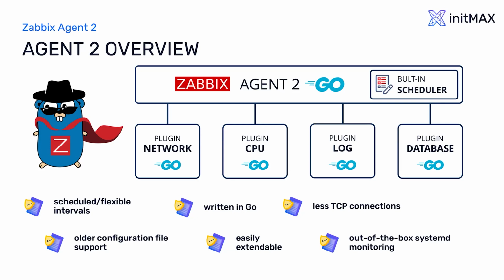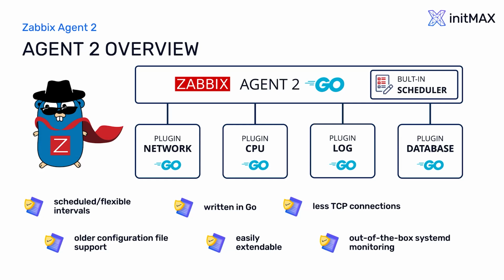And the first agent was always available together with Zabbix. Previously, it was not called Zabbix Agent 1. It was just Zabbix Agent, because there was just one of them. It was and is written in the C language. Then Zabbix Agent 2 was released, which is fully written in the Go language.